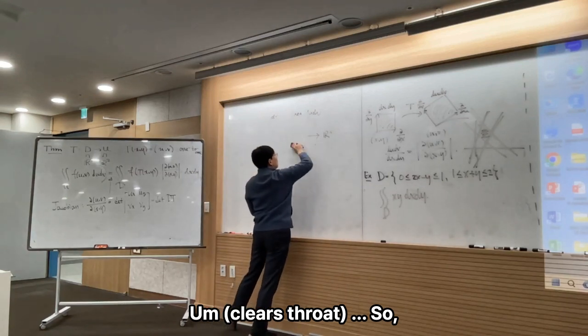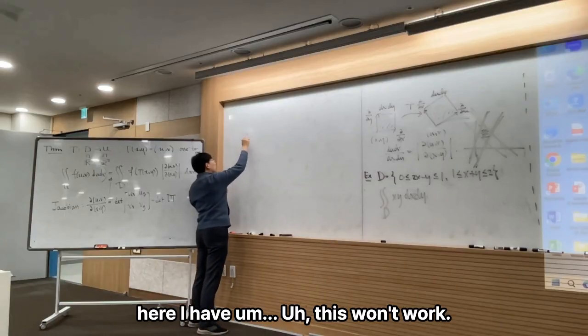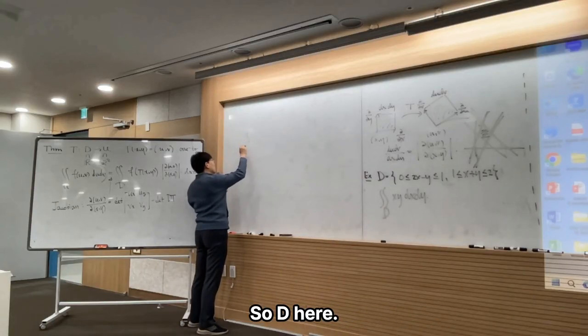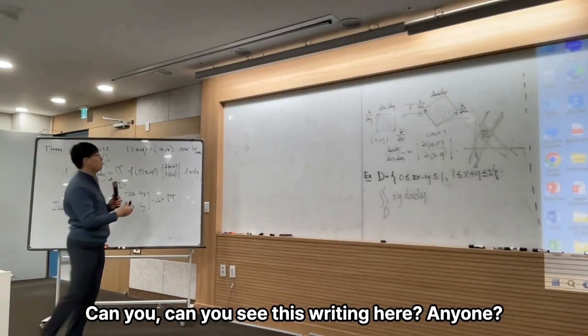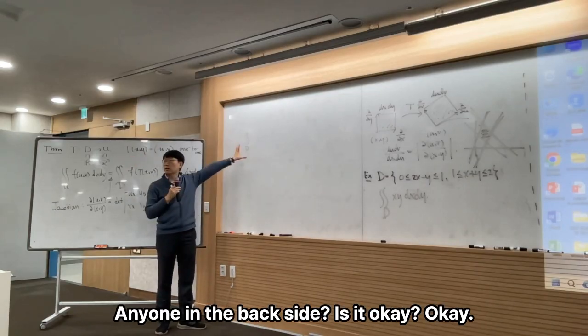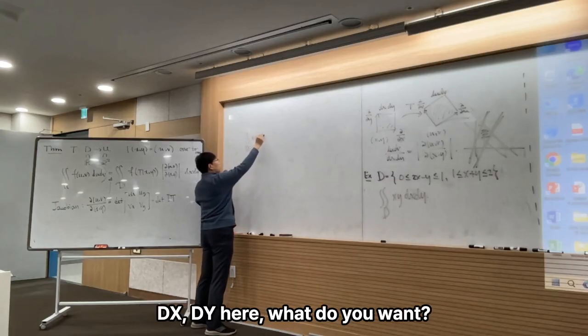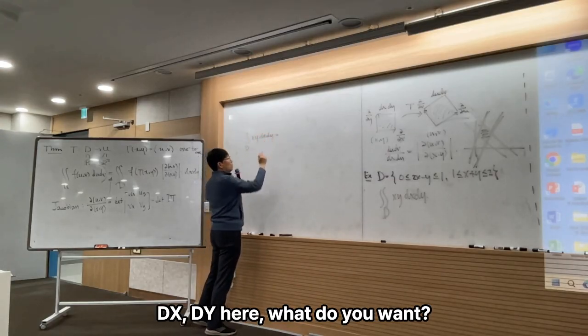So here I have the D here. Can you see this writing here? Anyone in the back side? Is it okay? Okay. So when you want to see the integral over D of xy dx dy here, what do you want?